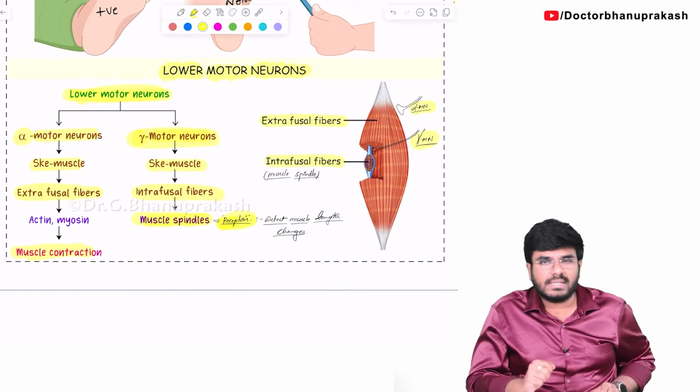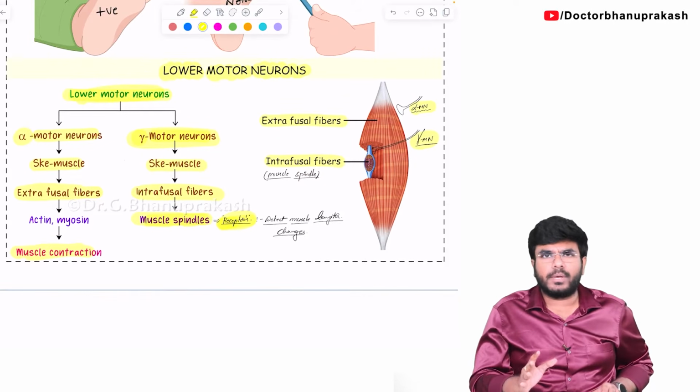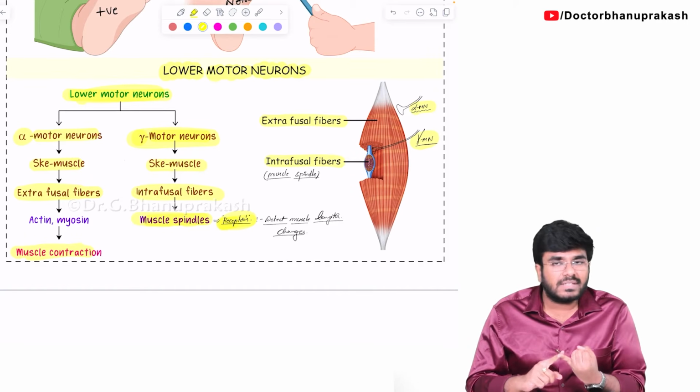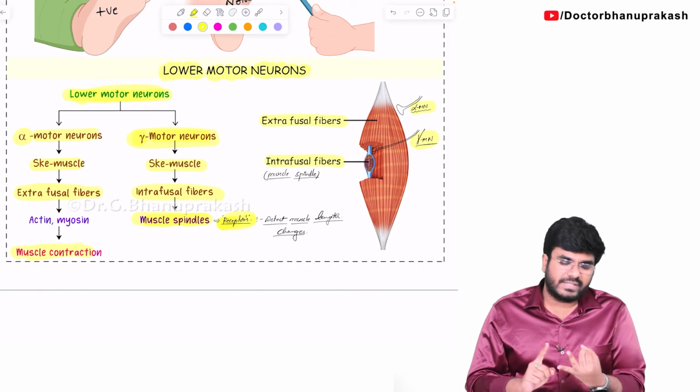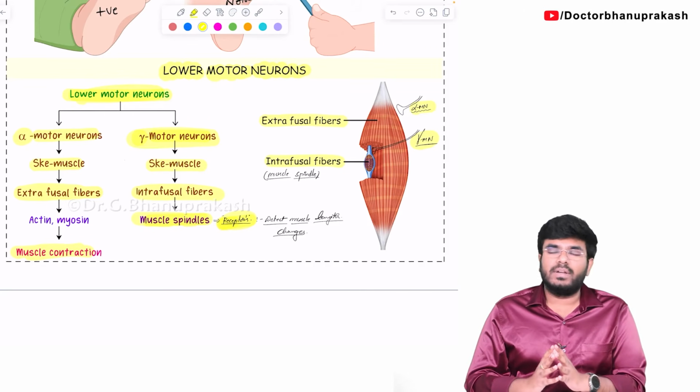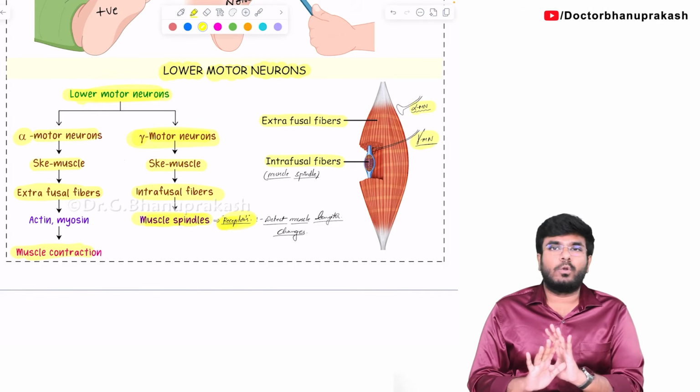In the next video, we will be discussing reflexes, a very, very important topic in central nervous system physiology. We will cover the normal reflex arc, what the components of the reflex arc are, and I will give you two examples of reflexes: the stretch reflex and the inverse stretch reflex, which is a very important topic. We will discuss that later. Now, the lower motor neuron topic is completed.